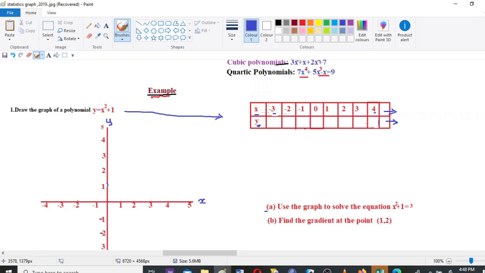Okay, so assuming the value of x in this polynomial was -3, what would be my y value? If it was -3, then I'm going to have 10 here. If my x was -2, I'm going to have 5. If my x was -1, I'm going to have 2. If my x is 0, I'm going to have 1 as my y value. And then if my x is 1, I'm going to have 2 again.